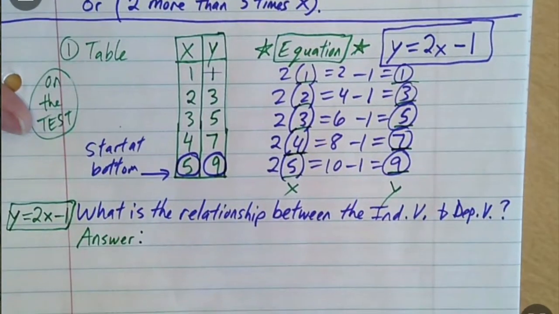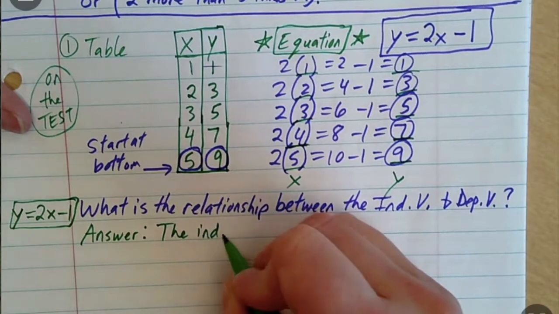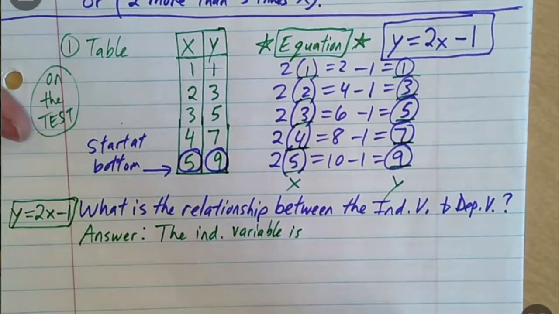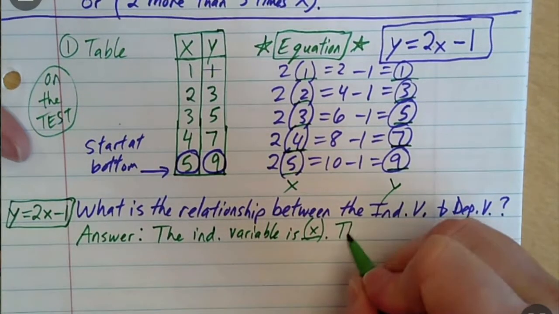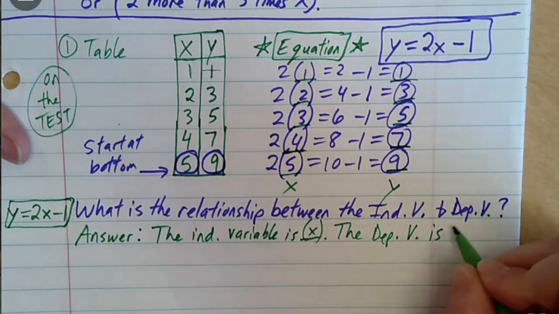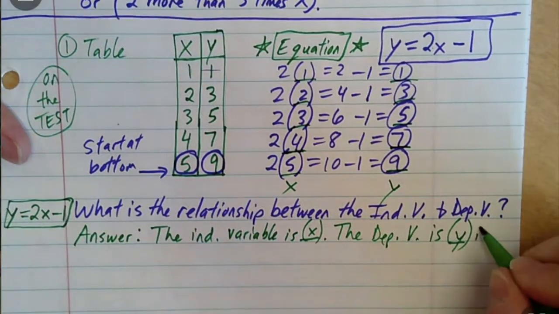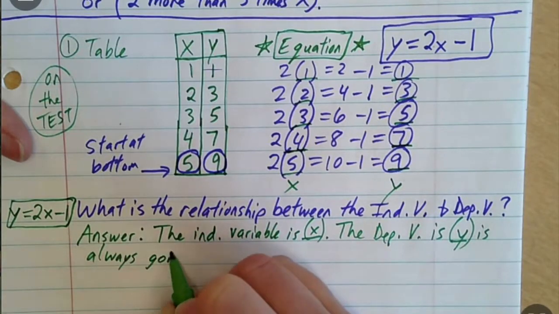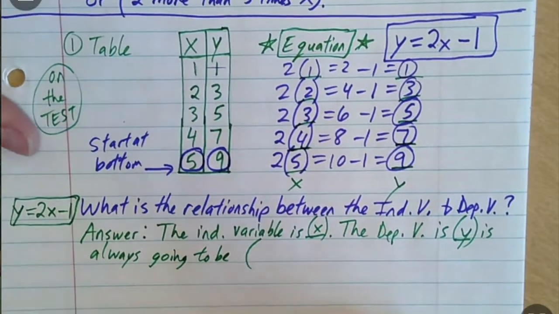So is that going to change? Nope. You would start with the independent variable is which one? And you should be able to tell me. It is x. The dependent variable is which other one do I need to know? It is y. Is always going to be, and then here's where I write in my clue.